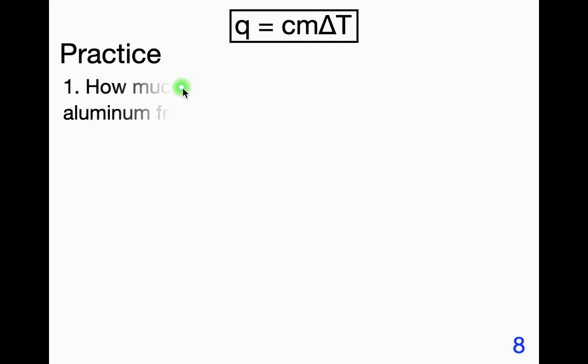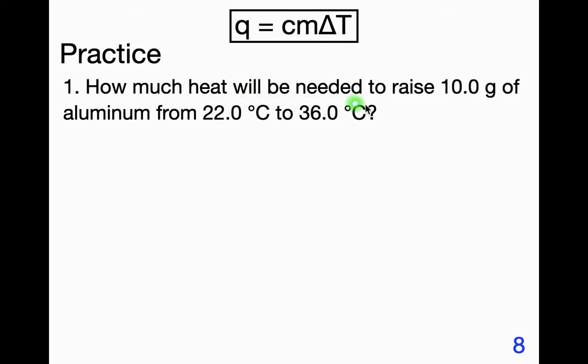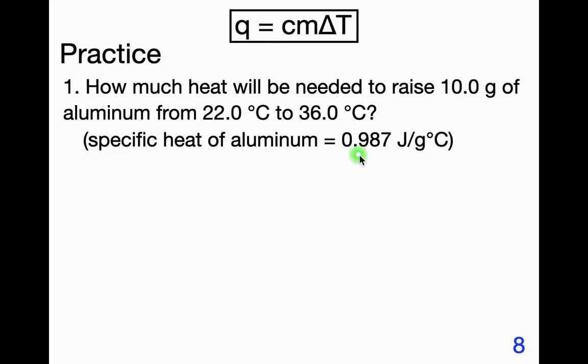Right, so let's do a practice. How much heat will be needed to raise 10 grams of aluminum from 22 degrees Celsius to 36 degrees Celsius? Well, we're going to need to know the specific heat of aluminum to do that, and it is 0.987 joules per gram degrees Celsius.